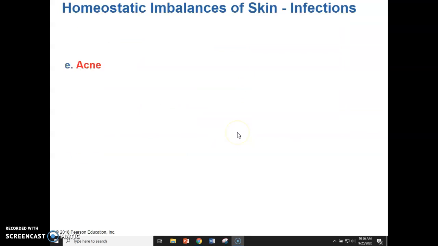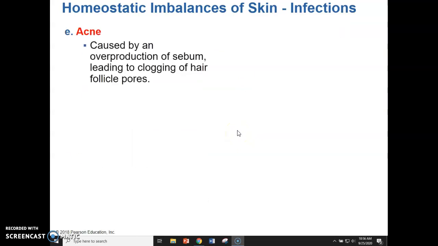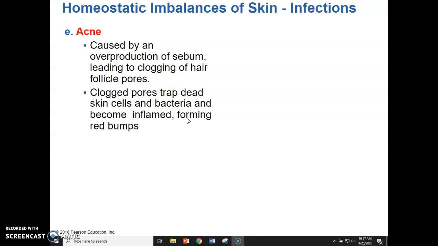Another problem that can occur, acne. We probably all had experience with this. Acne is caused by overproduction of sebum. Sebum, remember, is the oil that is released by sebaceous glands, and every single hair follicle in your body has a sebaceous gland with it. That oil is secreted into that hair follicle, and if that follicle gets plugged up, then as more and more oil is made, it starts to swell because oil can't get out.